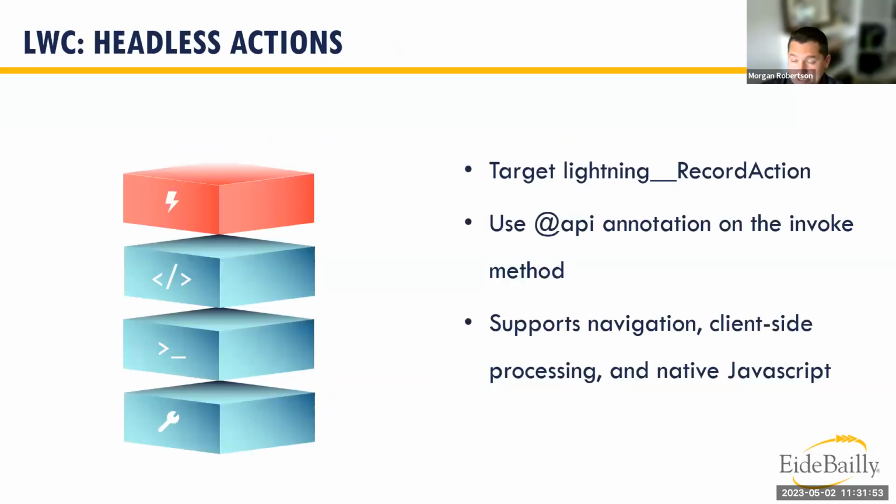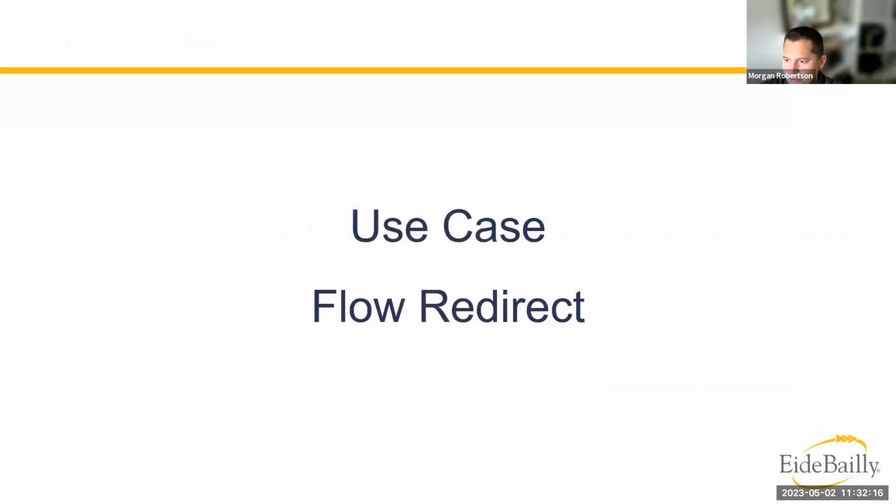Okay, headless actions. So, diving in, this has a slightly different target. It's a lightning record action. It has a single API method that's called invoke. You can do anything you want on the browser. So you can cause the browser to navigate, so it'll actually leave the flow and jump to another page. You can do client-side processing, anything that's native JavaScript you can do within here. So here's another common use case that we get, which is flow redirect.